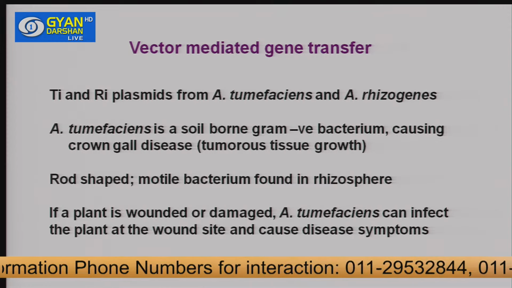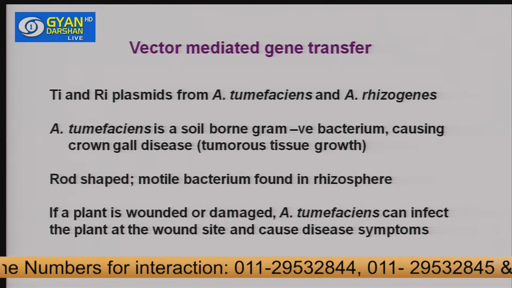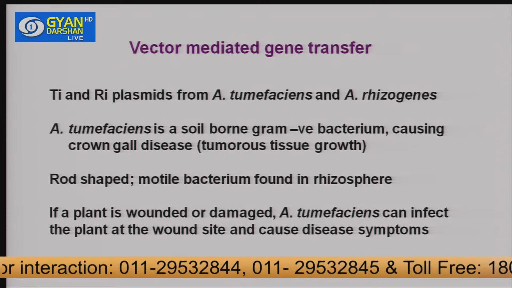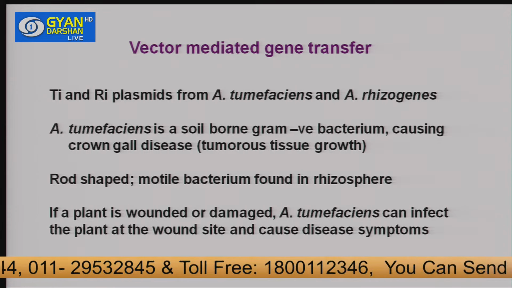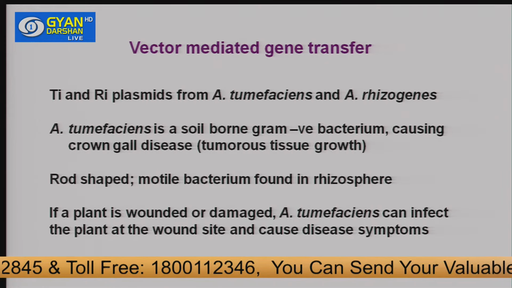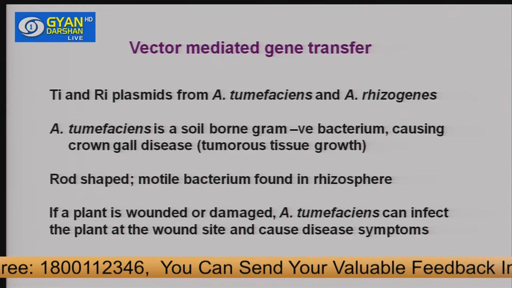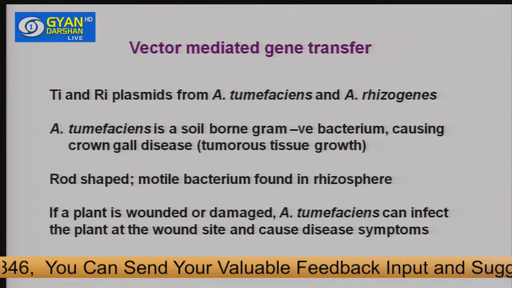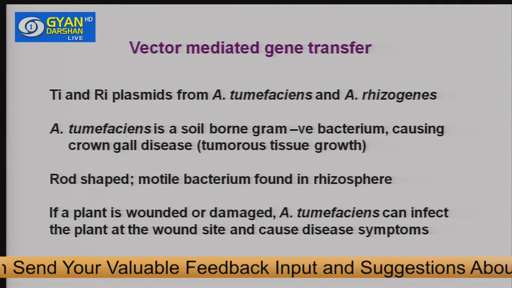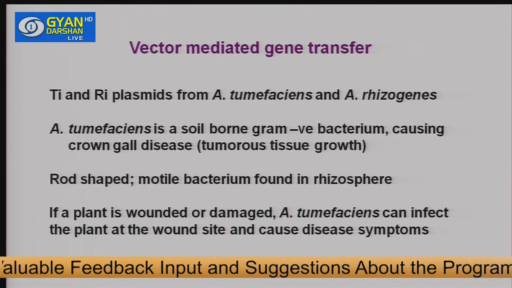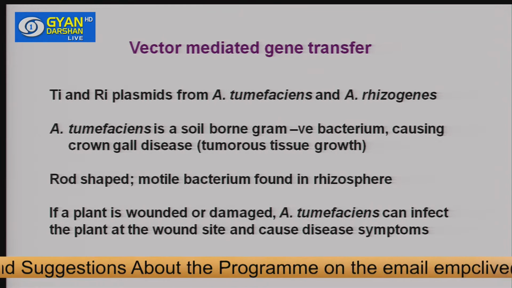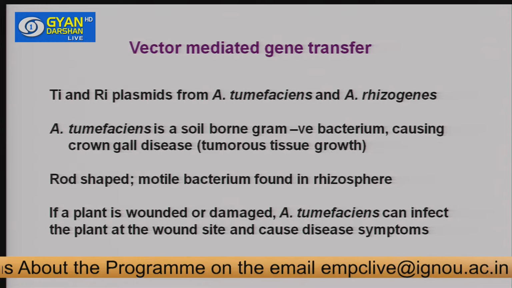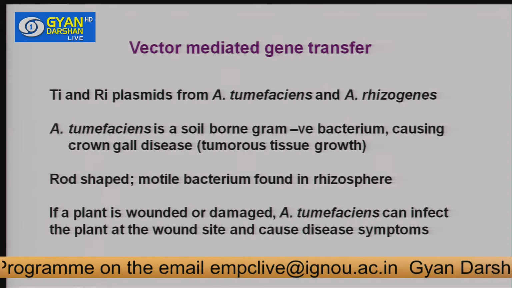We will be focusing our attention mostly on Agrobacterium tumefaciens. Now, Agrobacterium tumefaciens is a soil-borne gram-negative bacterium causing crown gall disease. It's a rod-shaped motile bacterium which is found in the rhizosphere. So you all know what is meant by rhizosphere. That is the region of the root which is in immediate vicinity with the soil. And there this particular bacterium is housed, or it is a resident of that particular region.